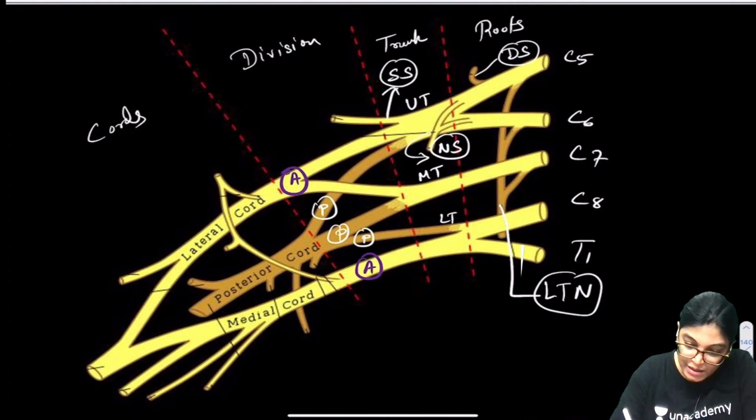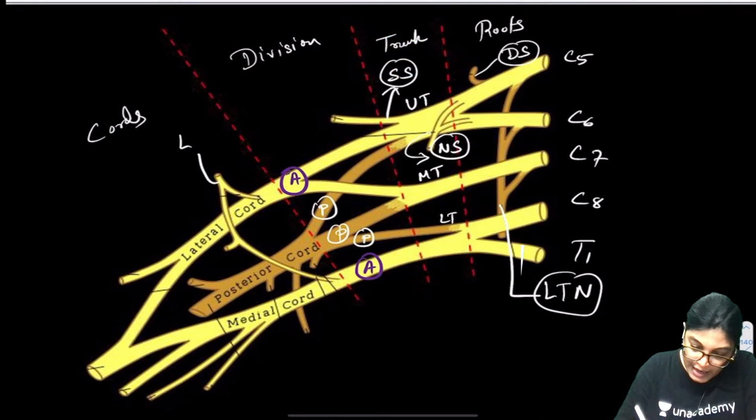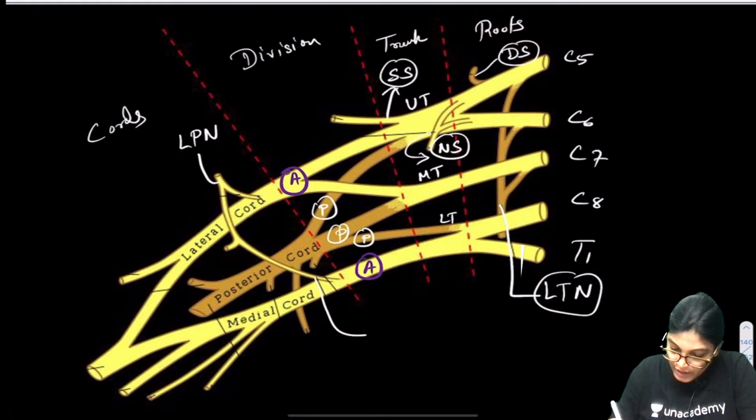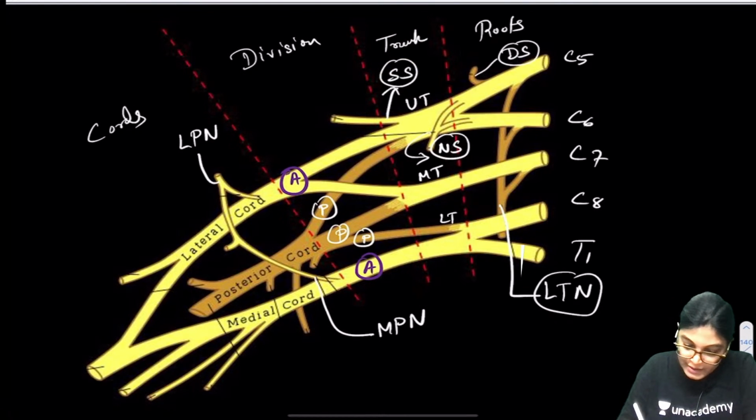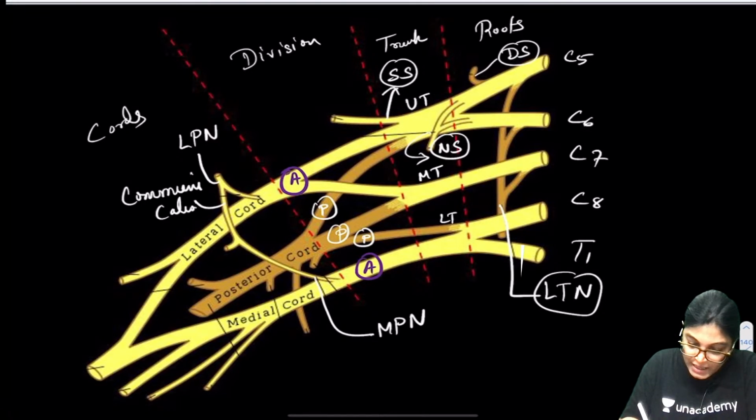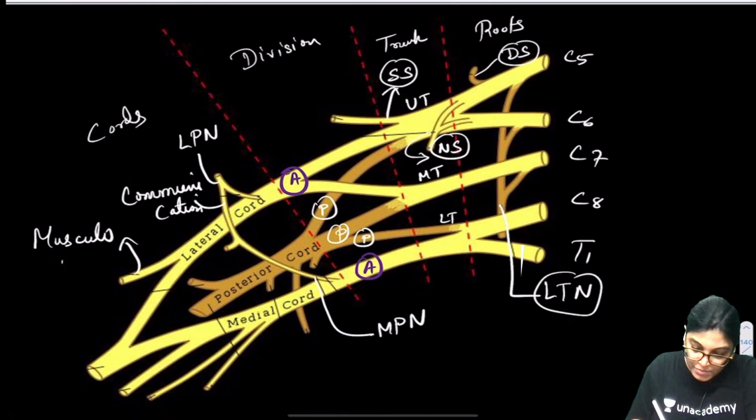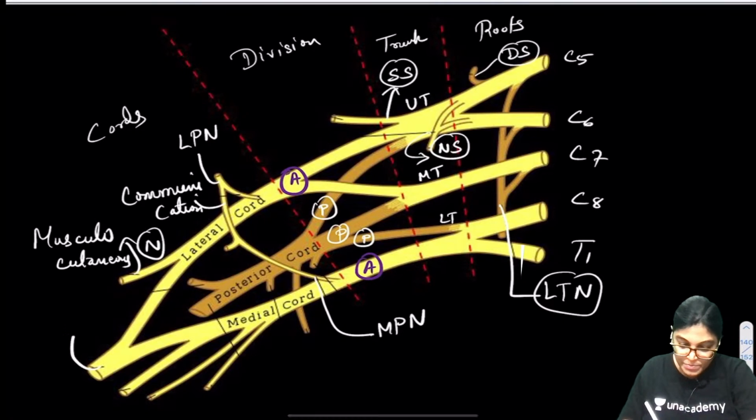Now, what is this nerve? Again, this is the lateral pectoral nerve. This will be the medial pectoral nerve, and this is the communication between the medial and lateral pectoral nerves. Okay. From the lateral cord, this will be the musculocutaneous nerve. This is the musculocutaneous nerve.